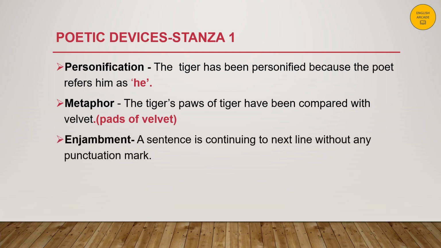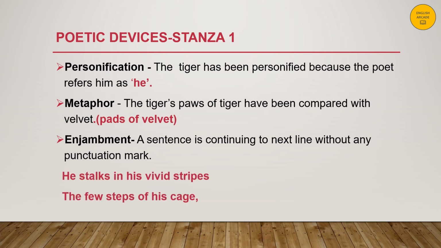Enjambment has been used several times in the poem. Even in the first stanza, enjambment is used when a sentence is continued to the next line without any punctuation mark. So the first two lines follow enjambment, where he stalks in his vivid stripes continues to the next line without the use of any punctuation mark.